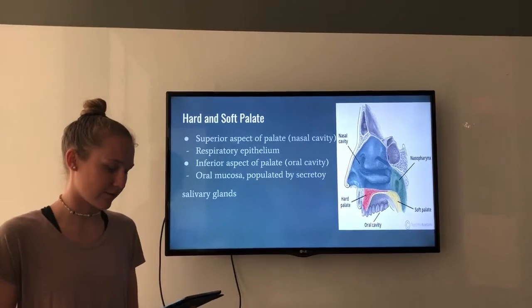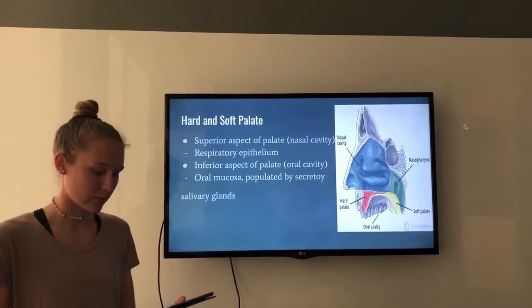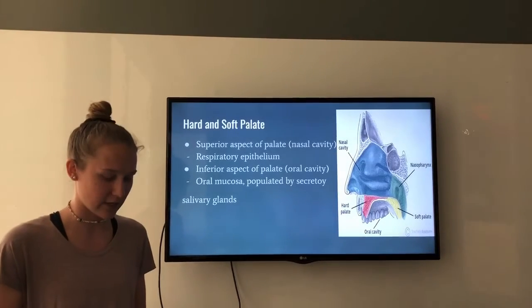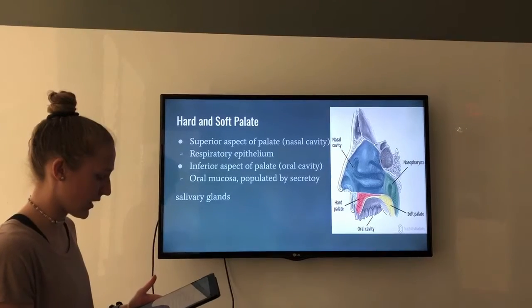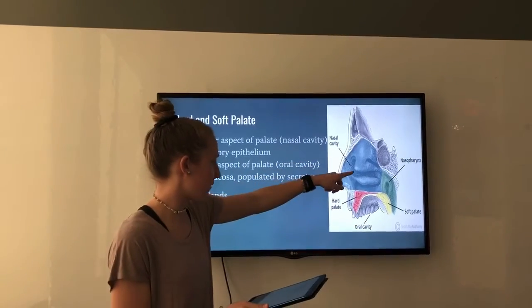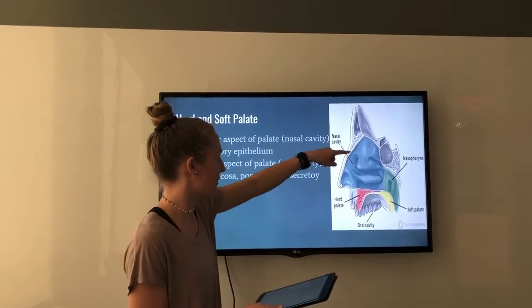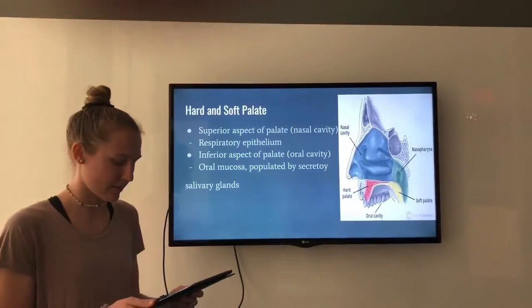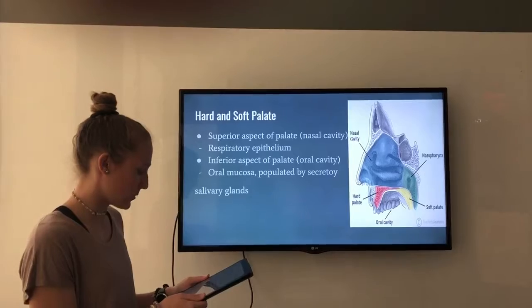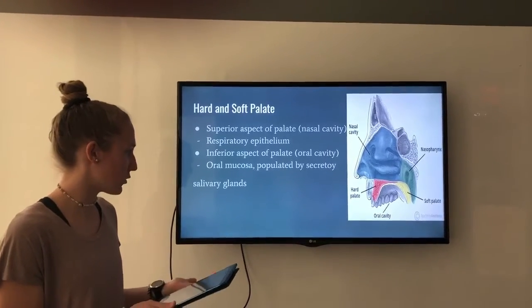The soft palate forms the roof of the fauces, which is an area connecting the oral cavity and the pharynx. The superior aspect of the palate is your nasal cavity, so here's your hard palate and here's your nasal cavity, and that is in the respiratory epithelium. And the inferior aspect of the palate is your oral cavity.